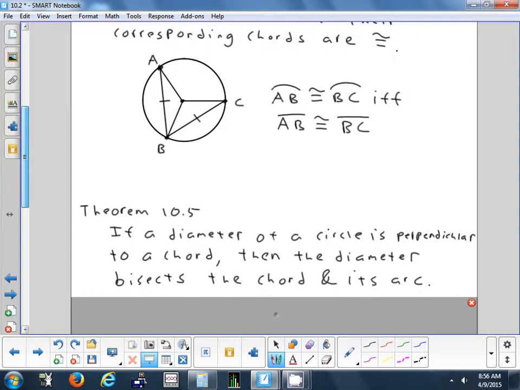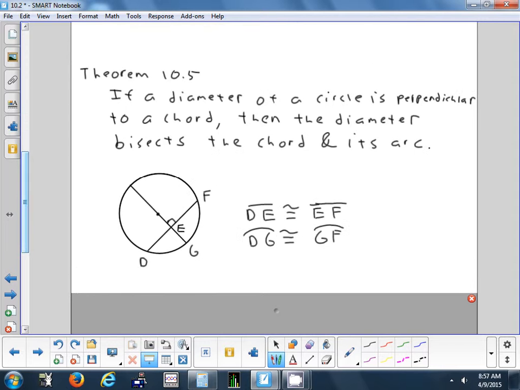Okay, 10.5. 10.5 says, in a circle, if you draw in a diameter, and it happens to be perpendicular to a chord, then you just cut the chord in half. Okay, so if you draw in a diameter, and the diameter is perpendicular to the chord, it will cut the chord and its arc in half. Okay, let me show you a picture of that.